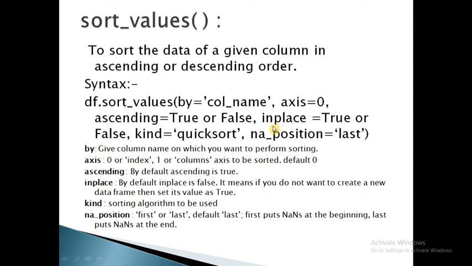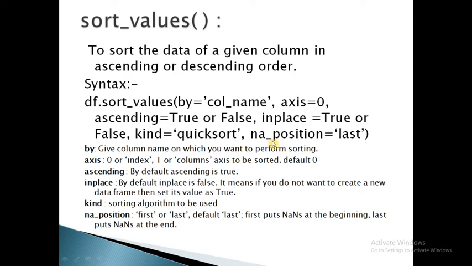Now next is inplace is equal to true. What is inplace? Inplace by default is false. It means if you do not want to create a new data frame, if you want the result to not be created in a new data frame, then its value will be set to true. Otherwise by default it is always false. After that we have the kind parameter. Kind takes the value of the type of sorting algorithm to be used. Here we are giving the value quicksort.